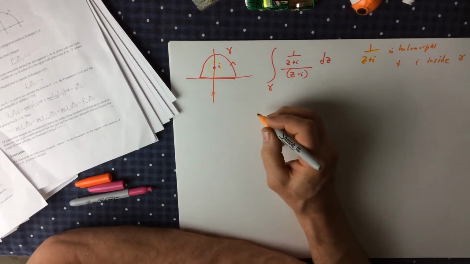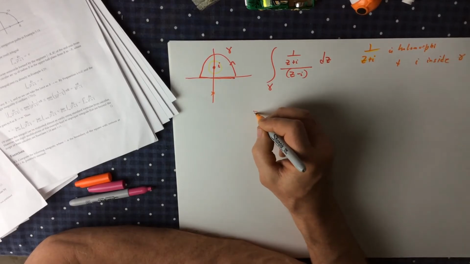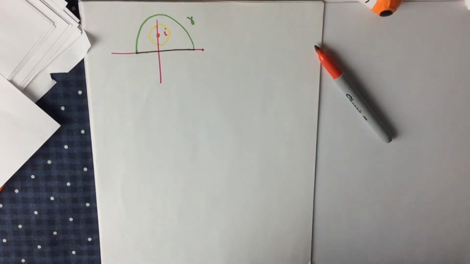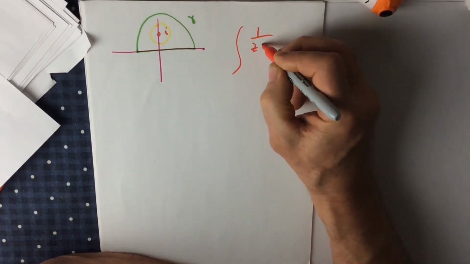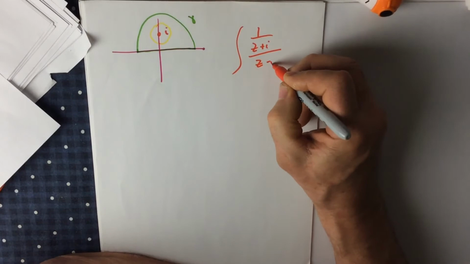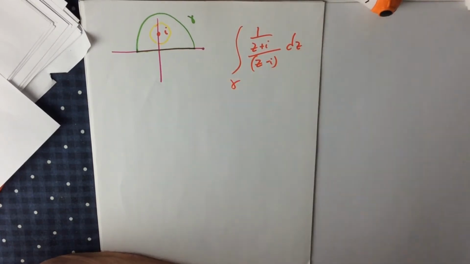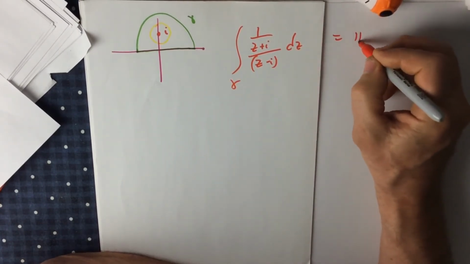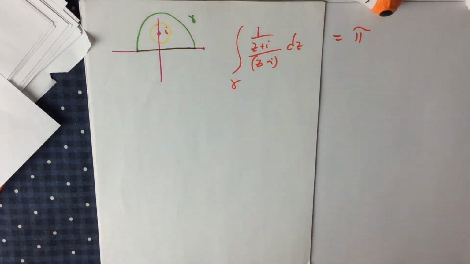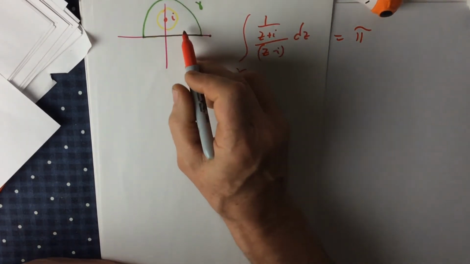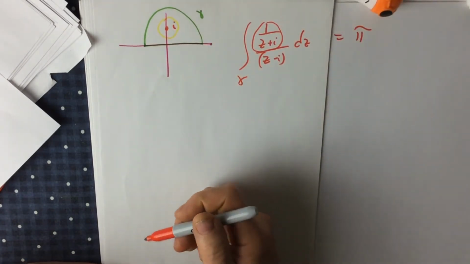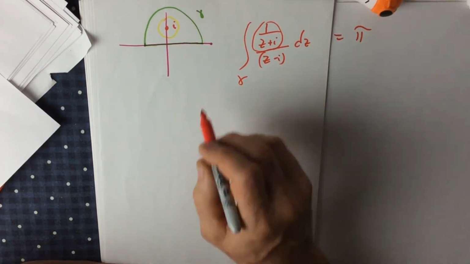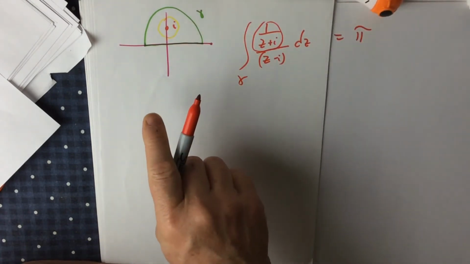What's that exact value? Okay, so we're doing this integral, and by writing it this way, we know the answer is going to be pi. Why? Well, first off, this is our gamma. This is our f of z in the top, which is holomorphic in this region, which means that this gamma is homotopic to a circle centered around i.